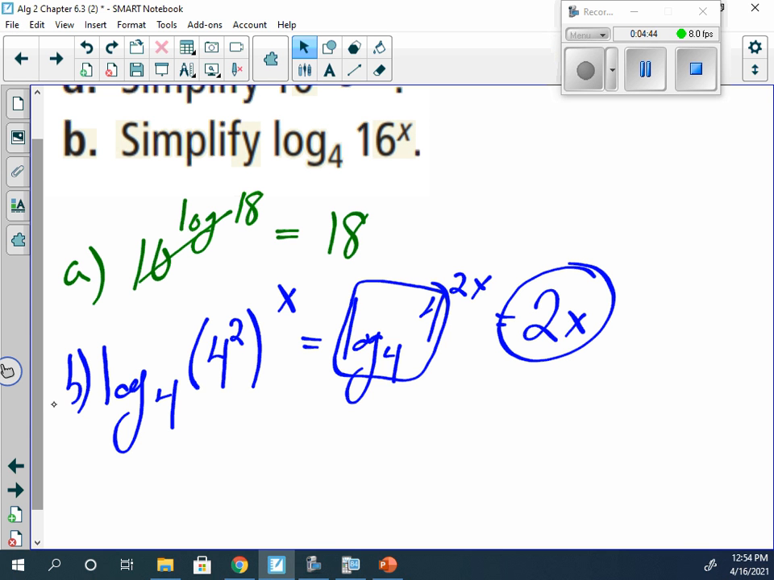So it has worked out that the number inside the logarithm has simplified to a number squared. The first time it was 5 squared. This time it is 4 squared, which ended up leaving us with 2x. So it's worked out nicely in both of these cases. Any questions on these so far before we look at the next one?